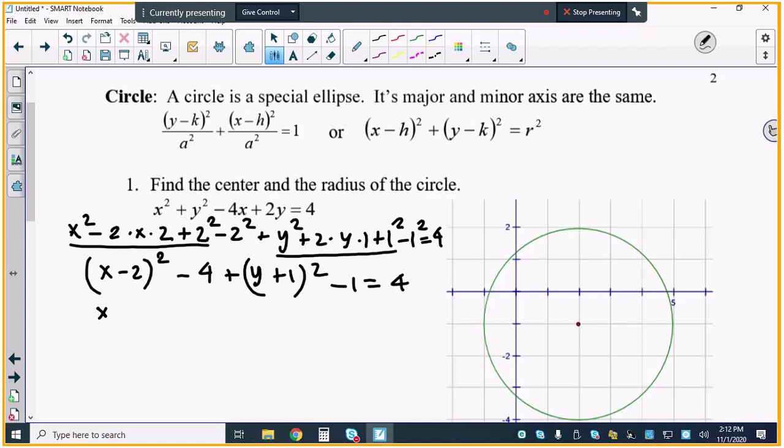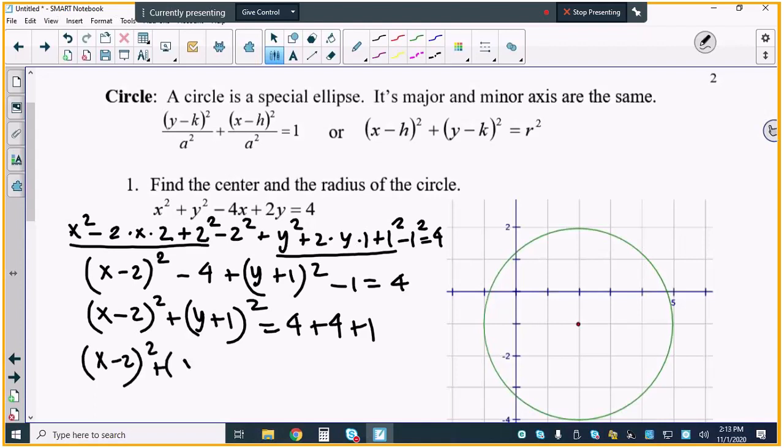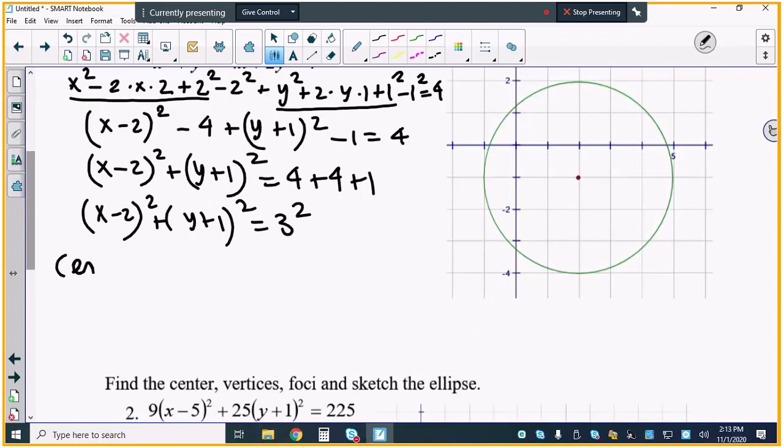So I write it as (x minus 2) squared plus (y plus 1) squared is equal to 4 plus 4 plus 1, which is 9. So write it as (x minus 2) squared plus (y plus 1) squared equal to 3 squared, which is 9. That tells us the center of this circle is (2, negative 1) and the radius is 3 units. That's what we see as the picture given in the handout of this circle.